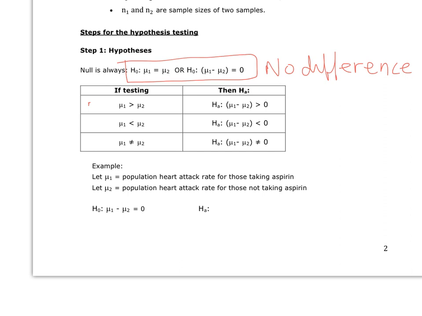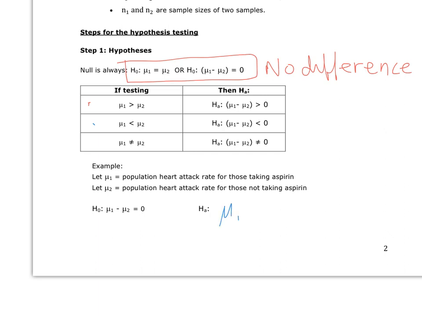And in the second scenario, if we are testing that the first mean is less than the second mean and we take the difference, then that difference is going to be negative, less than 0. And if we are testing that the means are just not equal, then the difference is just not equal to 0.